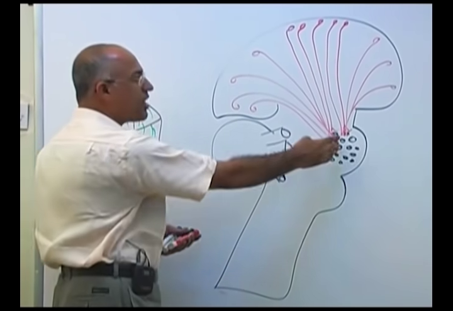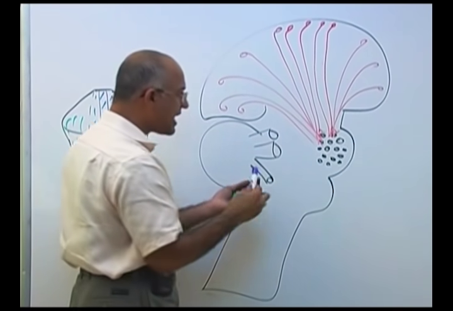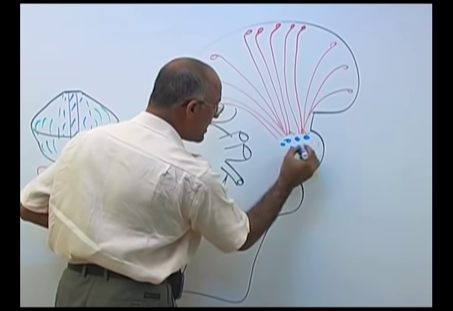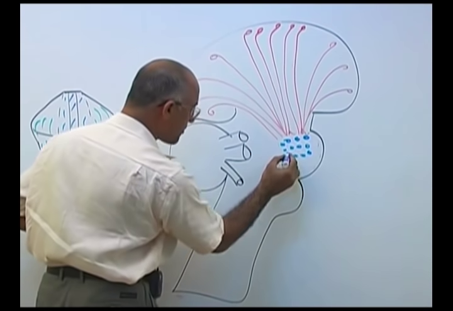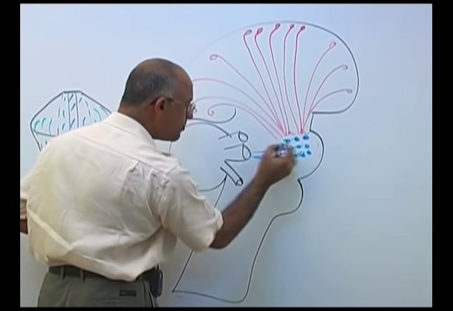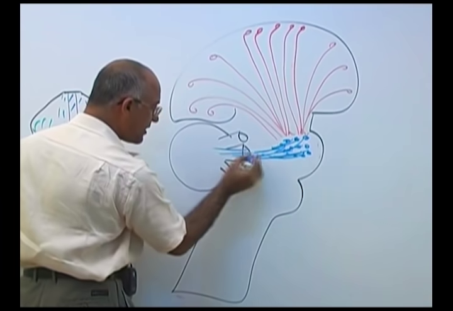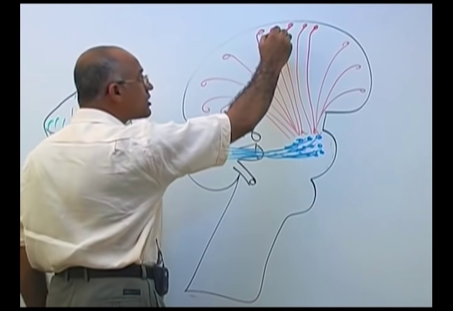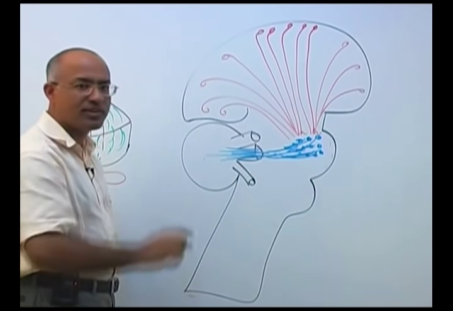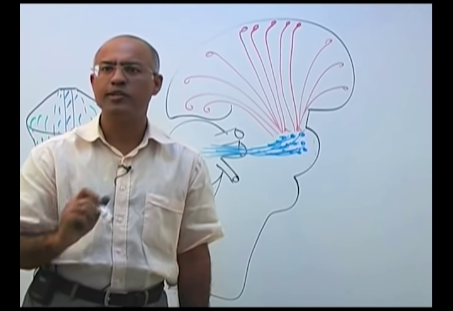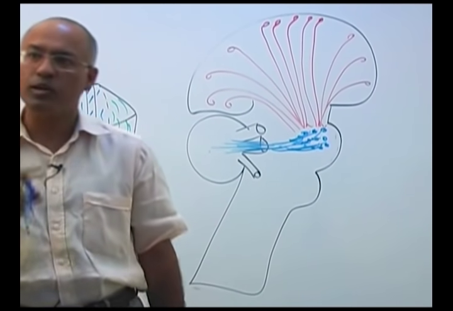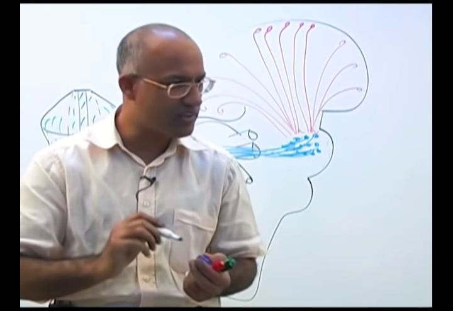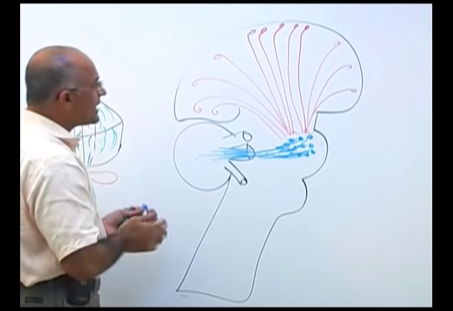And then the pontine fibers cross to the opposite side, right? These are the pontine nuclei. From there the fibers cross and through the middle cerebellar peduncle they enter the cerebellum. This pathway is called the cortico-ponto-cerebellar pathway. This is the main pathway through which the cerebral cortex communicates with the cerebellum. Now, this is the input system.